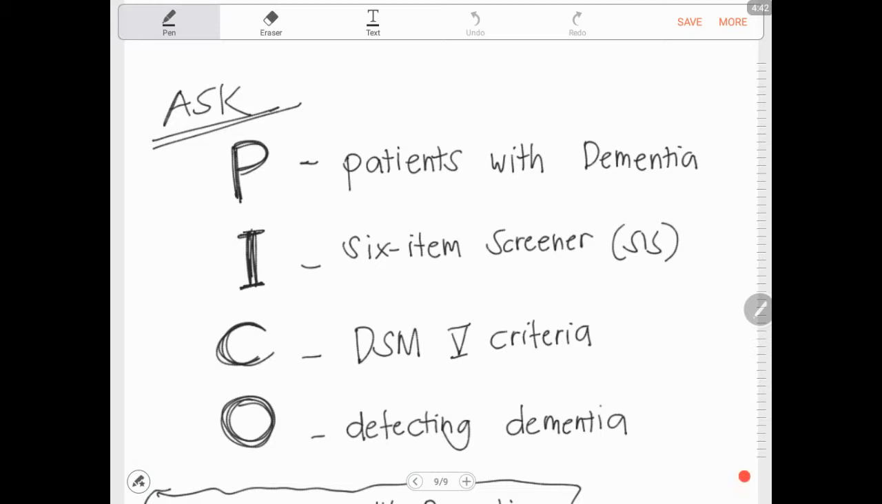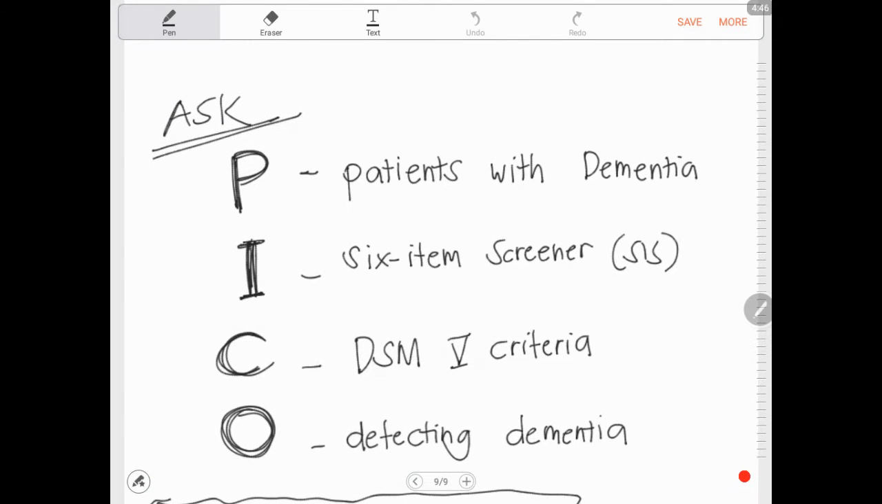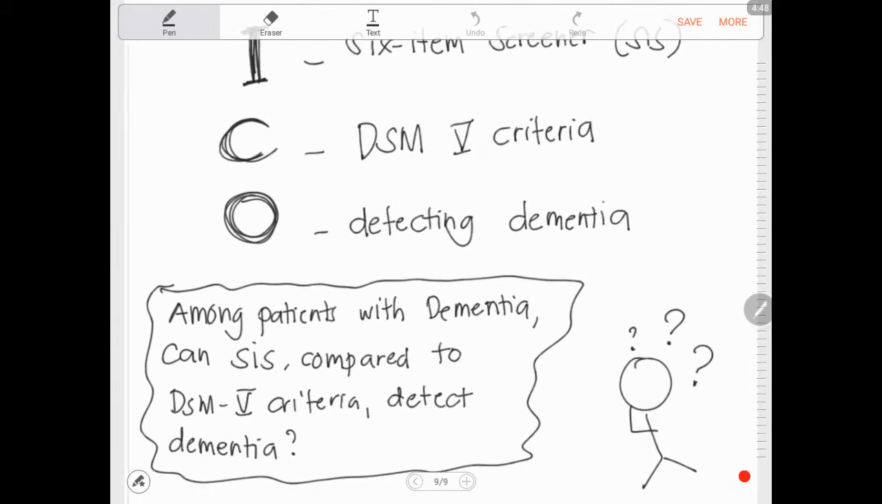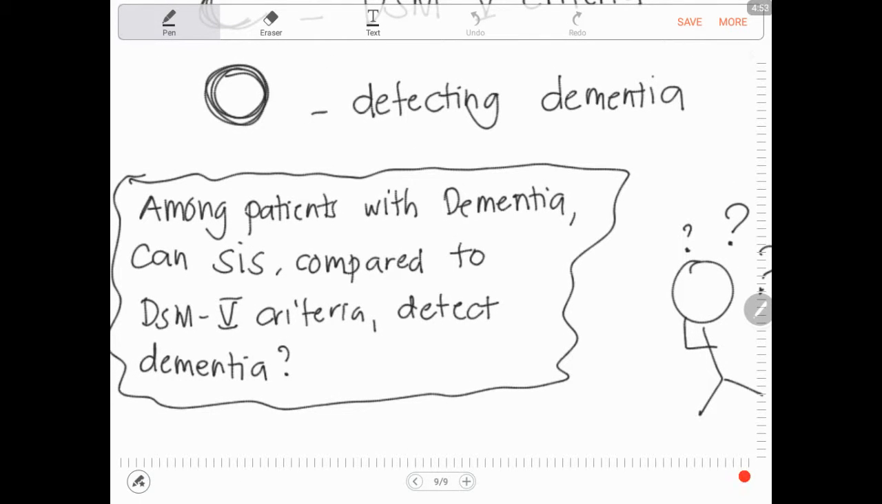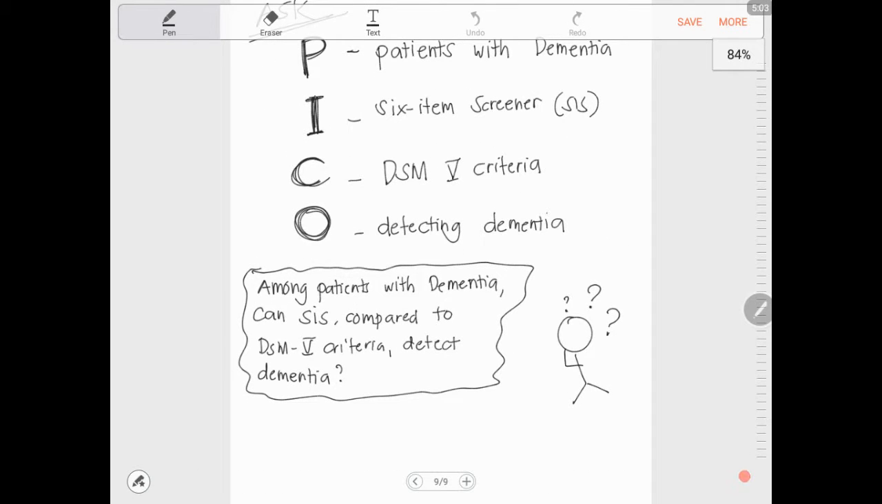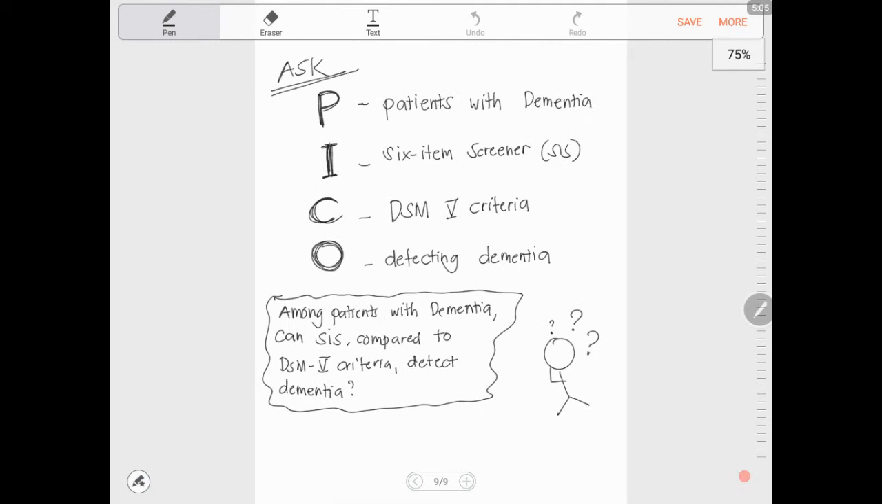And so you develop a question here based on this PICO. Among patients with dementia, can the SIS or the 6-item screener, compared to the DSM-5 criteria using the MMSE, detect dementia? That's it now, whether this 6-item screener of yours works.